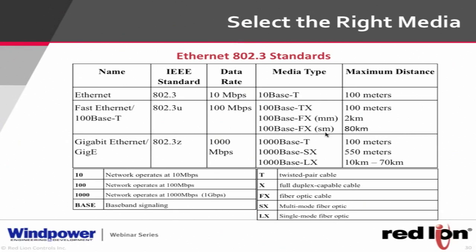We have 2 different types of fiber, single mode and multi-mode, and both of them have different properties. The multi-mode is what we use for a shorter distance, up to 2 kilometers. And then the single mode is anything past 2 kilometers, all the way up to 80 kilometers. The fiber optic has different properties as far as how thick it is and what we're using as a light source, and that's what determines the distance we're able to get out of it.